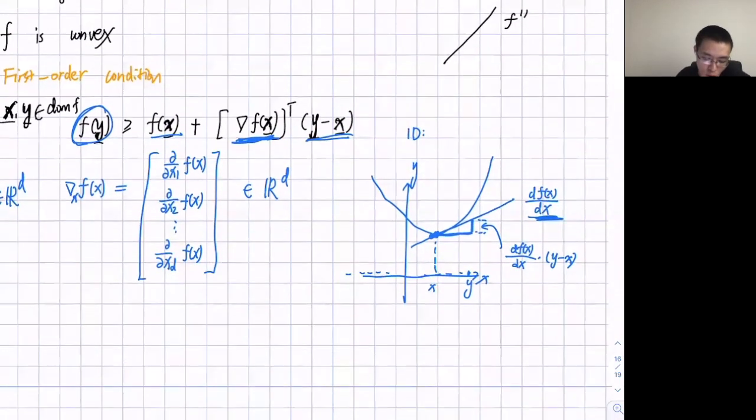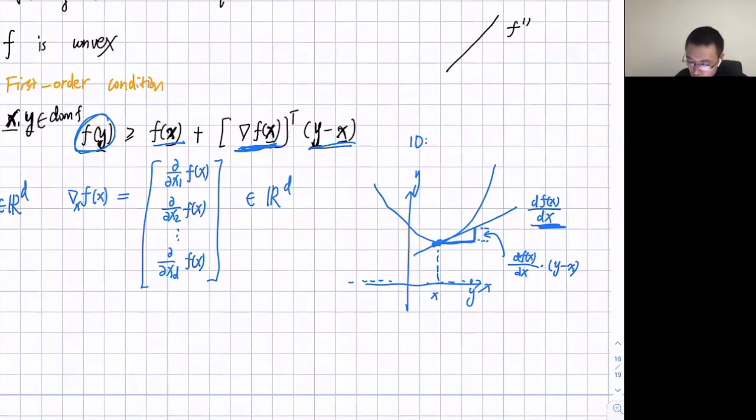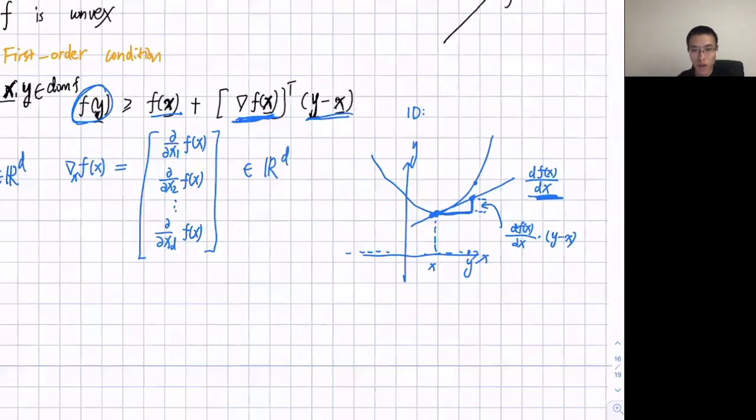But the convex function says it should be larger than that. So this point should be larger than this point. So the line tangent to a function is always a lower bound of the function. The function should occur in the upper half space of your tangent line. So this is the one-dimensional case.